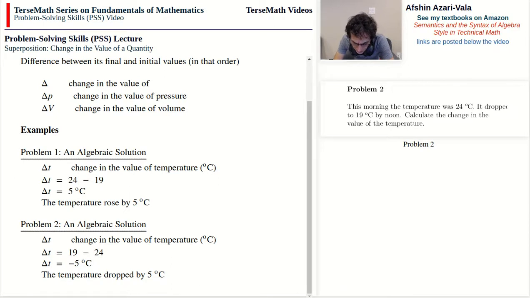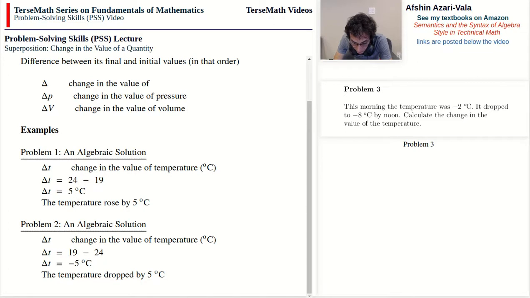All right, the next problem. Just to get some practice, this one uses negative values. It says that this morning the temperature was negative 2 degrees Celsius. It dropped to negative 8 degrees Celsius by noon. So we expect that delta T will be negative because we have a drop. Calculate the change in the value of the temperature.